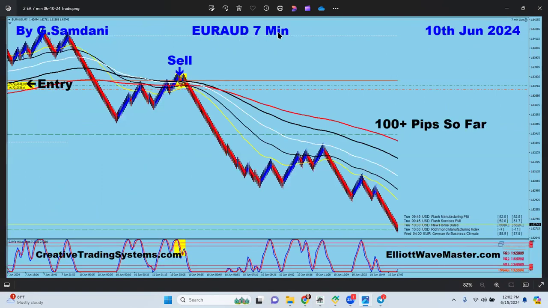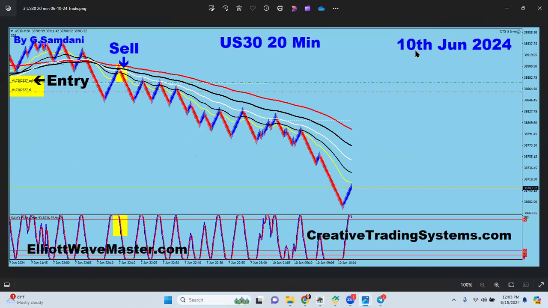The second one is Euro Aussie from the 7-minute chart on the 10th. This is a sell order right there. Every single trade is by the setup. Without the setup, you don't even open the trade. This is for 100 pip from the 7-minute chart, right? And this is on the 10th, US 30. Beautiful by-the-book entry, sell orders right there, all the way down.